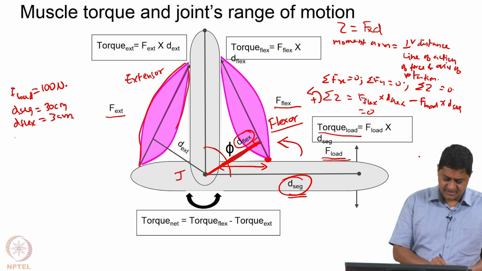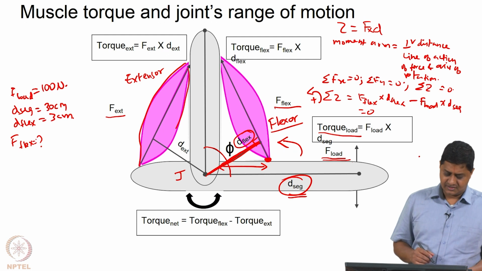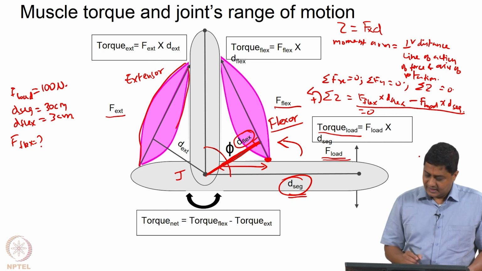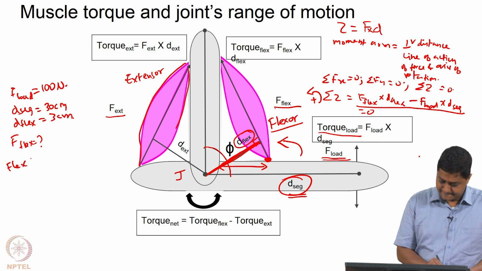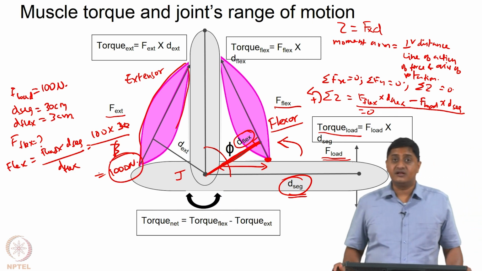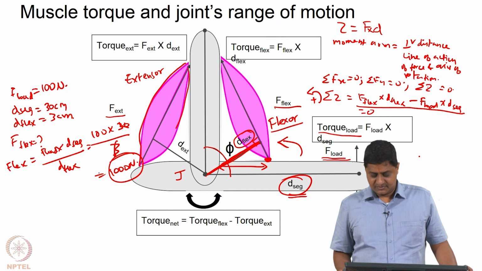The question is, what is the muscle force that is produced? That is the question. Using that equation, I could compute F flex as F load times the d seg divided by d flex, and that is basically 100 times 30 divided by 3, which will essentially give me 1000 newtons. Now, essentially realize that is a relatively large number. 1000 newtons is what needs to be produced to carry a 100 Newton load.